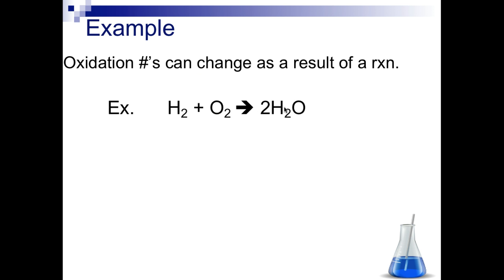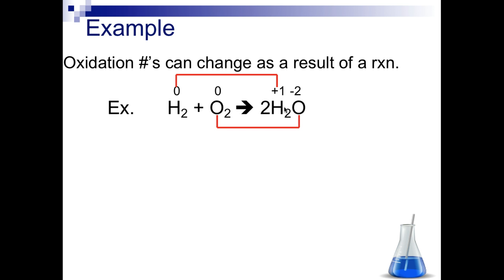So let's look at another example. What would happen with these oxidation numbers? We go from H2 is 0 because it's an element, O2 is 0 because it's an element, and then we have O is -2, and it always is -2, and H in this case is +1.